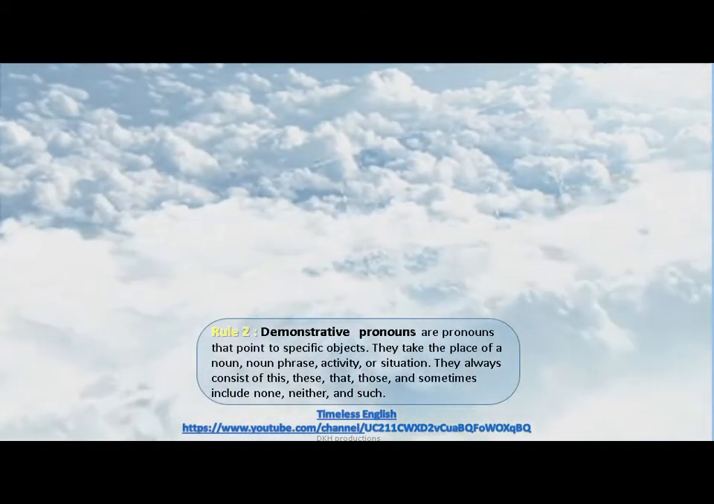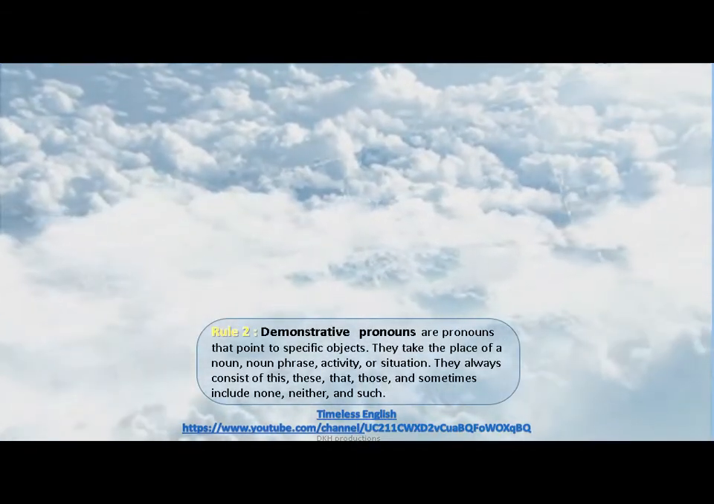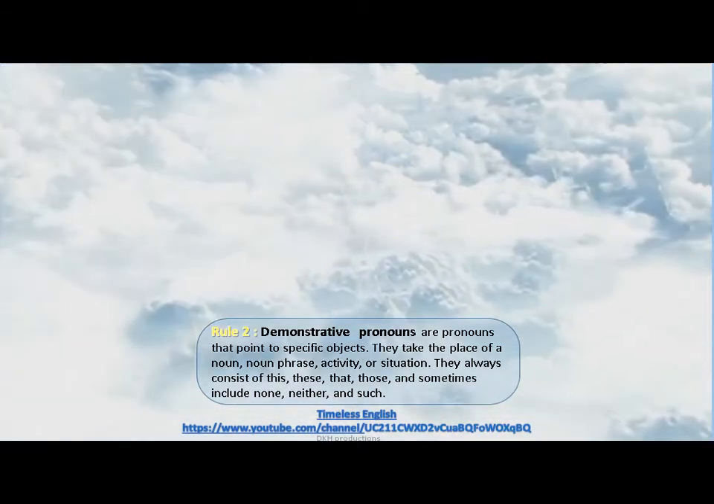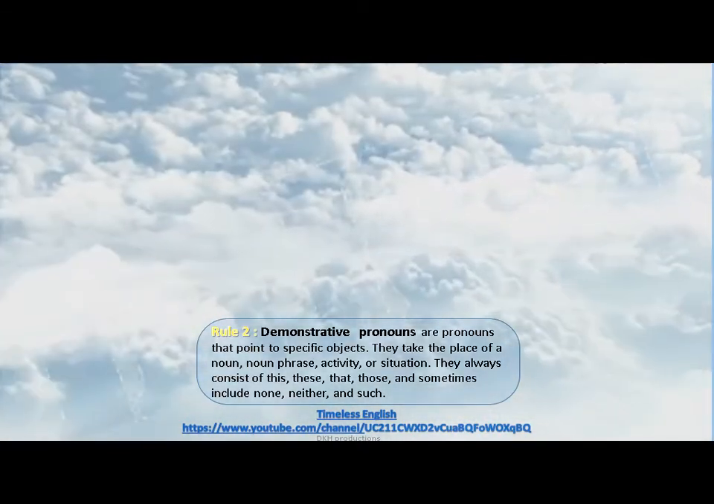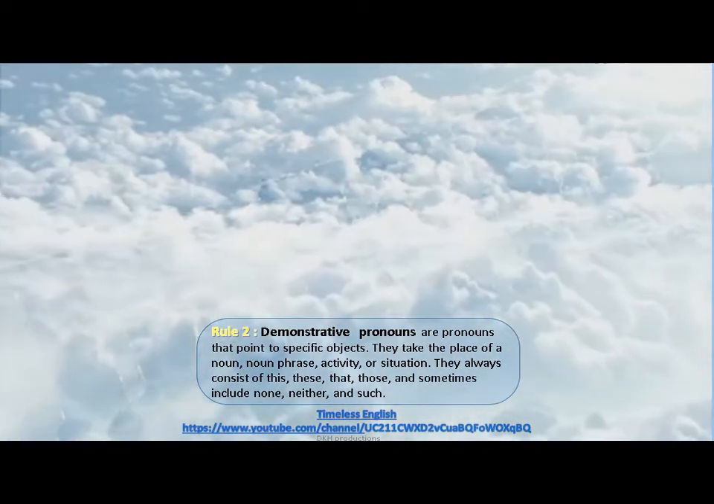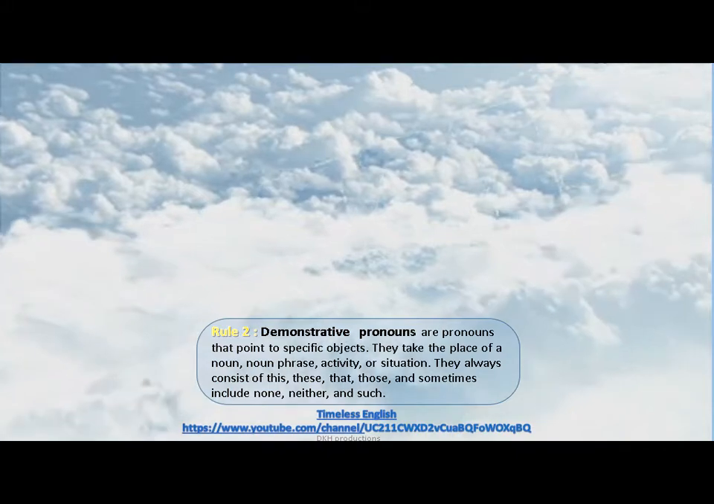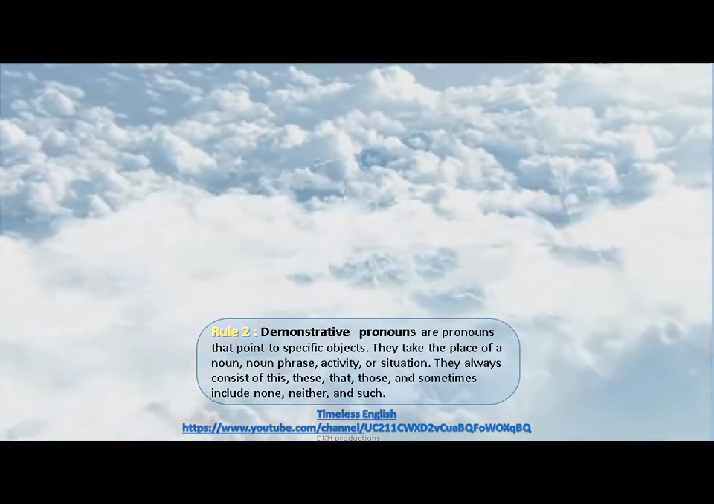Rule 2. Demonstrative pronouns are pronouns that point to specific objects. They take the place of a noun, noun phrase, activity, or situation. They always consist of this, these, that, those, and sometimes include none, neither, and such.